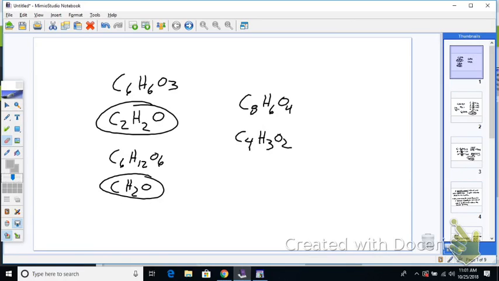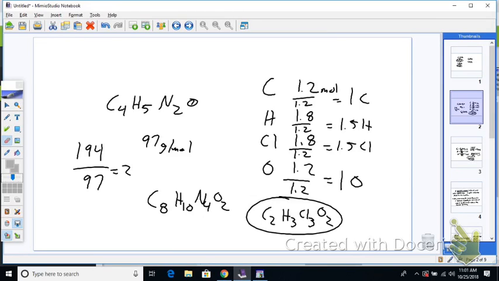And then the last one that you had to do was 8, 6, and 4. Everything's divisible by 2 to get the smaller ratio, so it's C4H3O2. Questions on that? Okay. So, we'll go through this pretty quick because I looked at yours to see kind of how they're doing.